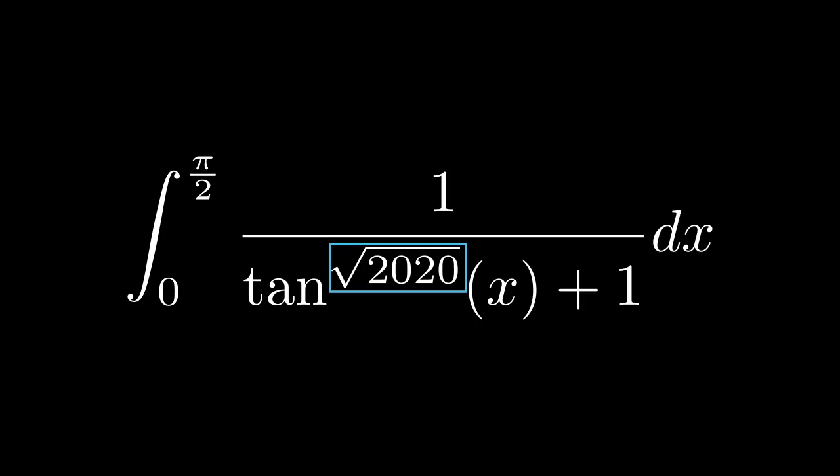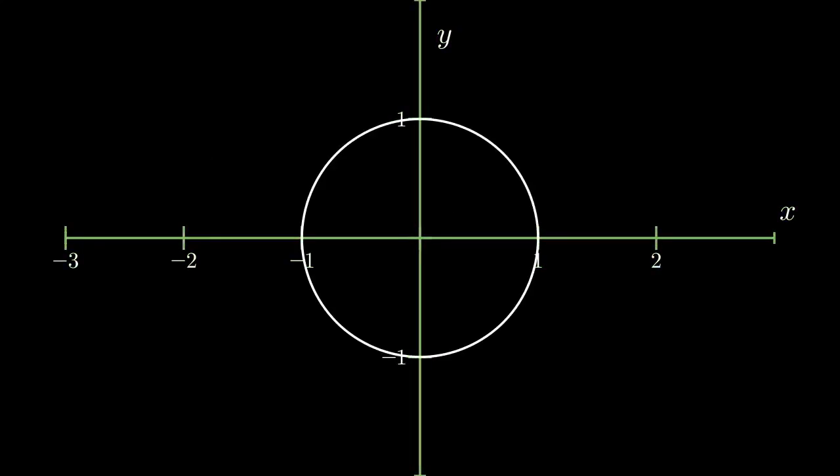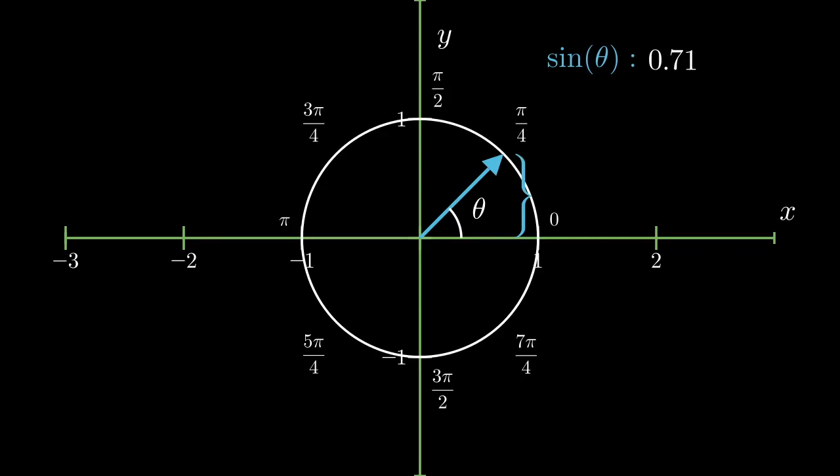So for now, we're just going to ignore it and focus on understanding the tangent function and reminding ourselves how the tangent function acts. To do this, we're going to look back at the unit circle and remind ourselves how we define the sine, cosine, and tangent using the unit circle. So in the unit circle, we define sine as the height of this arrow and cosine as the width of this arrow. And because we're in the unit circle, we can just call these y and x respectively.